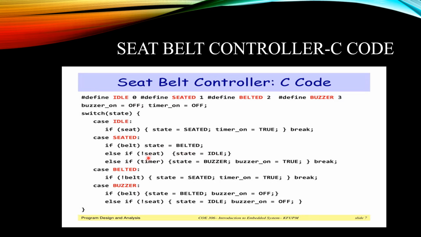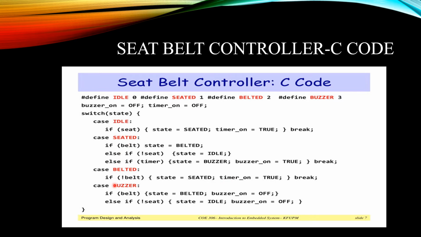If within a time duration he doesn't wear the seat belt, it will go to the buzzer state. So the buzzer will start ringing, so it becomes true. Then coming to the belted state, there is one possibility. Once the belted state is reached, if he removes the belt, he can go back to the seated state. Again the timer gets on.